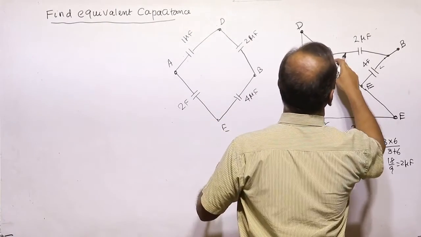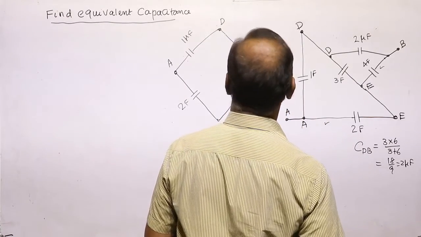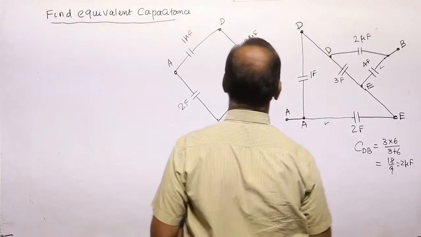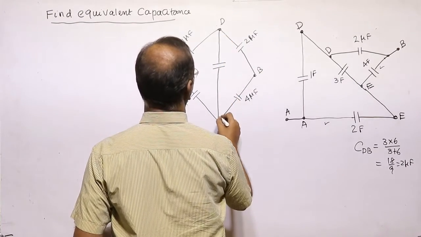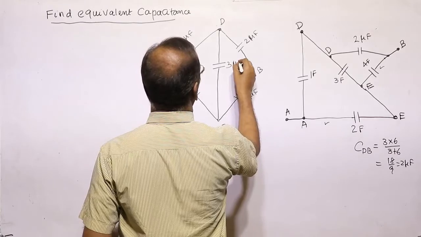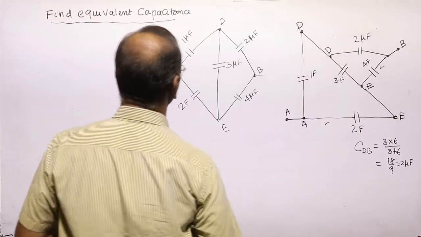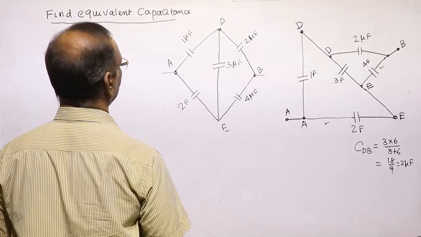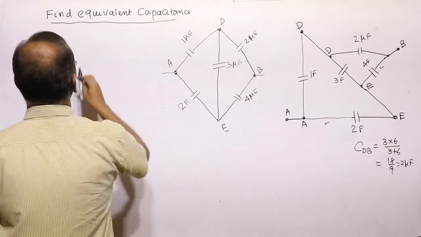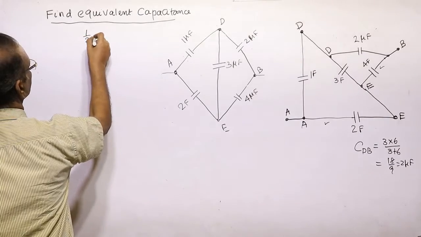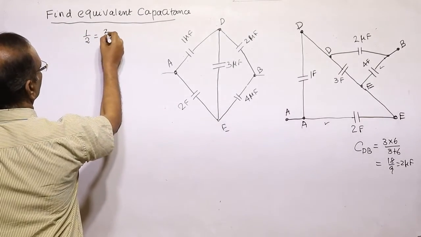D to B is 2 microfarad. Fine. Now D to E, yes, D to E there is a 3 microfarad. So this is forming a bridge. Let us see, it is forming a Wheatstone bridge. See, this capacitor divided by this capacitor is equal to 1 by 2, and this capacitor divided by this capacitor is equal to 2 by 4.